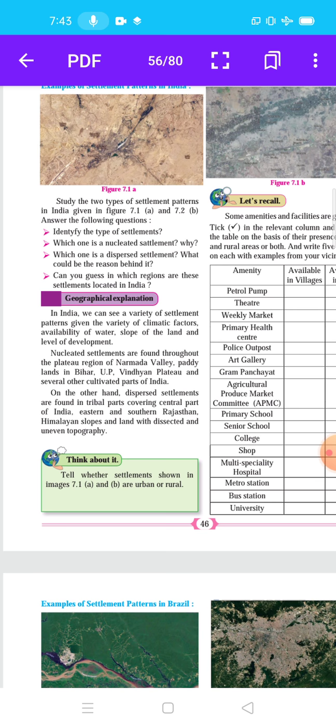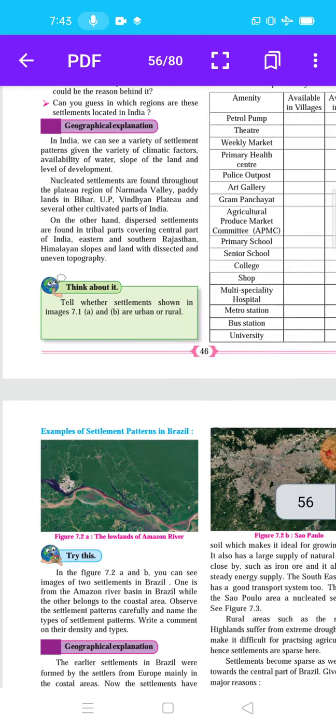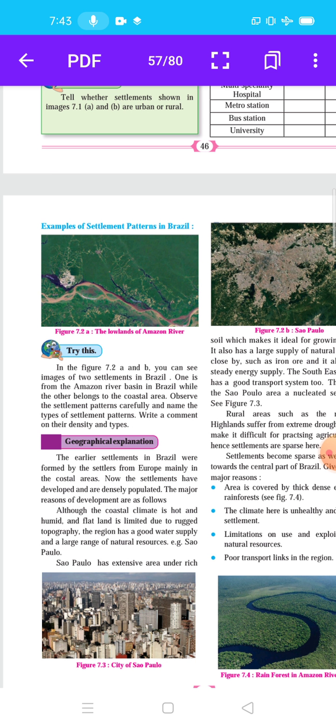This point is reduced in our syllabus. Then our next point is also reduced in our syllabus. This point is also reduced in our syllabus for this year. Then page number 47, figures 7.2a and b, this point is also reduced in our syllabus.